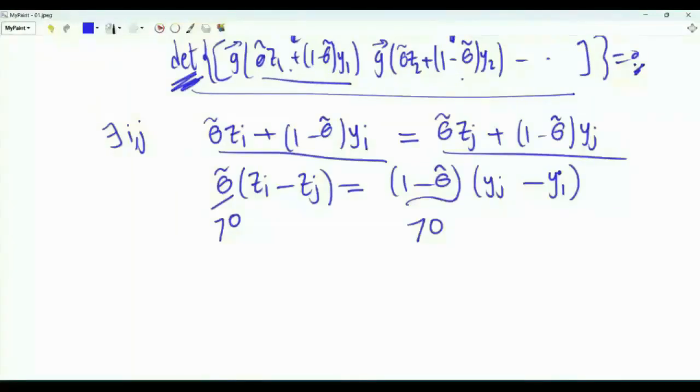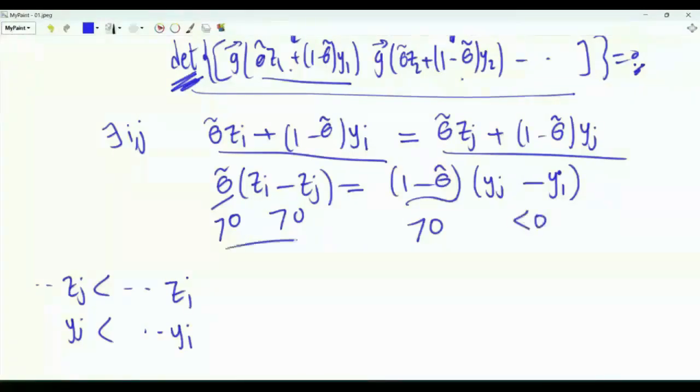Suppose that zi minus zj is strictly positive. So we have zj here and then zi. But then we have yj here and here we have yi, indicating that yj minus yi is negative. We have a strictly positive number equal to a strictly negative number. This does not make sense. And if we make zi minus zj negative, then this guy will be positive, and again we reach the same contradiction.